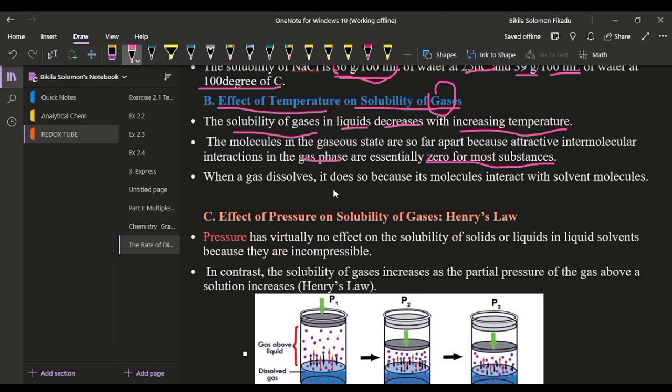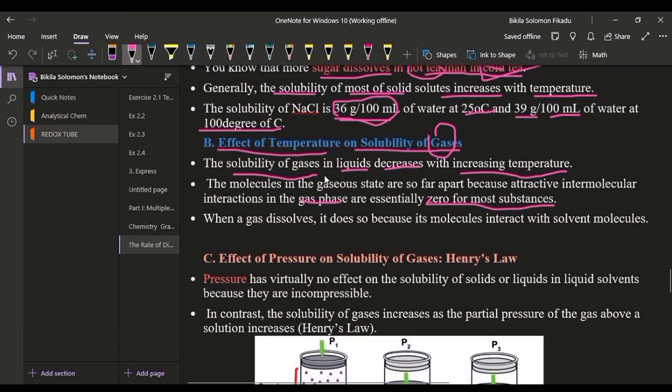So in general, the effect of temperature on solubility is this: when temperature increases, the solubility of gases decreases.